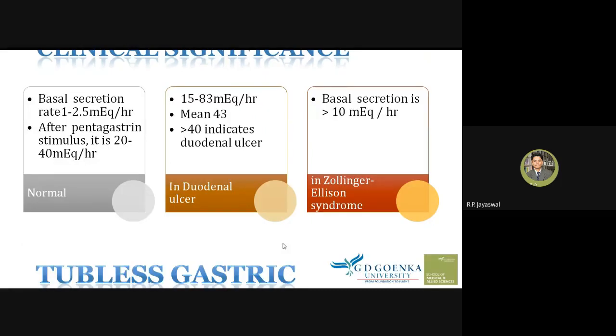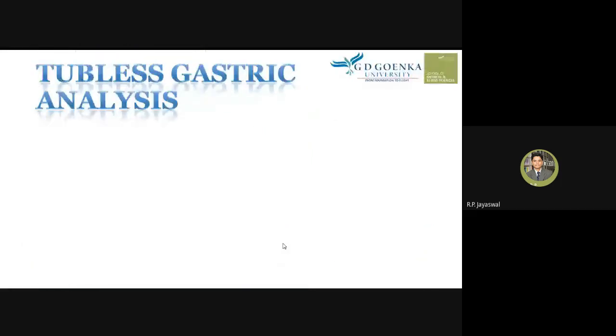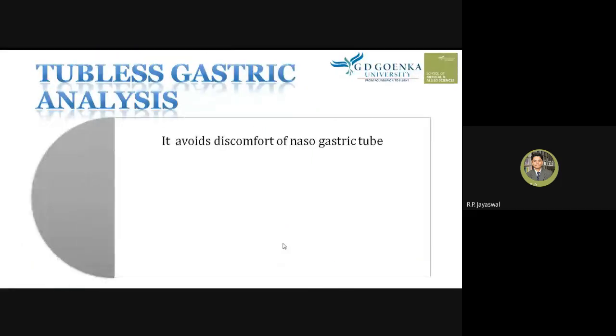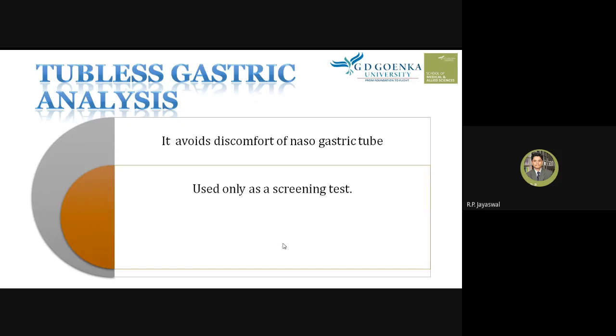Now, tubeless gastric analysis. What is tubeless gastric analysis? Here, we do not insert the Ryle's tube into the stomach. So we avoid the discomfort of the nasogastric tube, because there is discomfort while inserting a nasogastric tube or Ryle's tube. This test is used only as a screening test, or what we call a qualitative test.